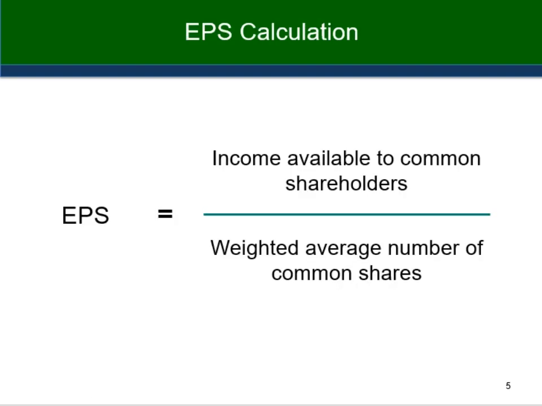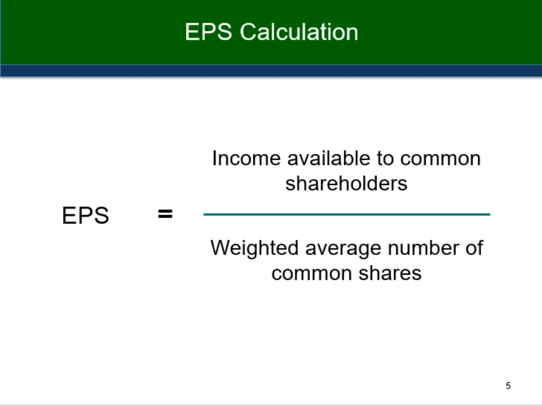So income available to common shareholders is usually calculated as net income minus preferred dividends. Preferred dividends, of course, get paid before common shareholders get any dividends, so that entitlement has to be paid out before the common shareholders' income available. And then we divide that by the weighted average number of common shares. If there are new shares issued during the year, that will increase the weighted average number of common shares.